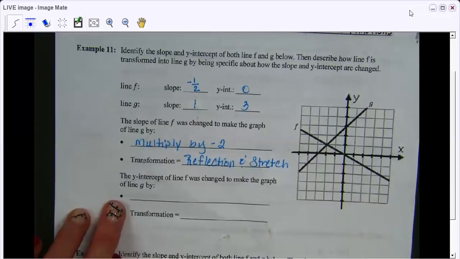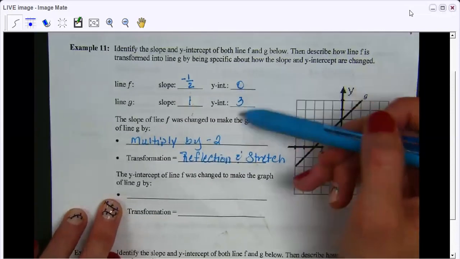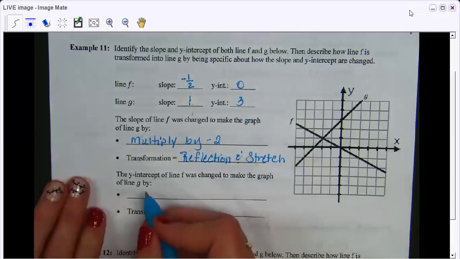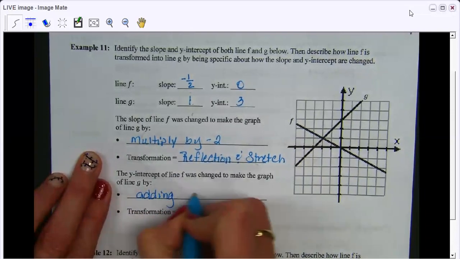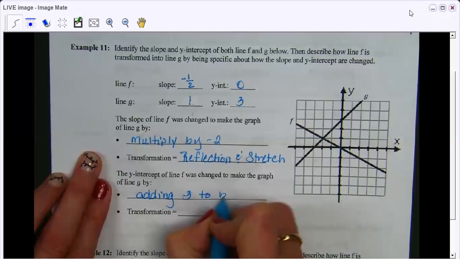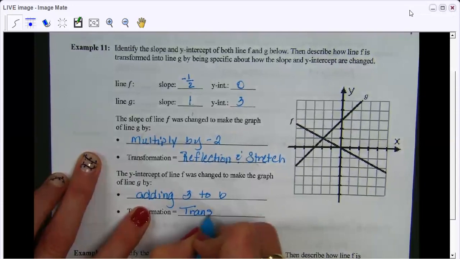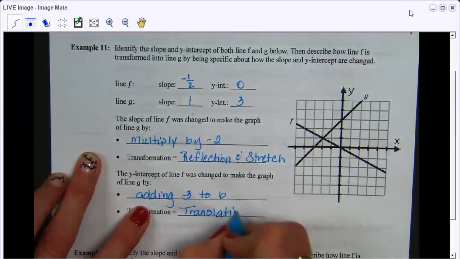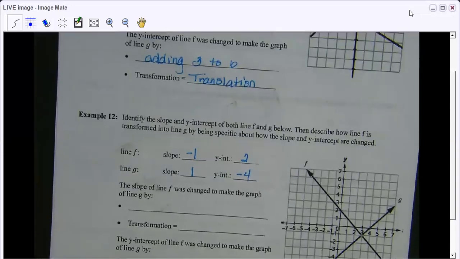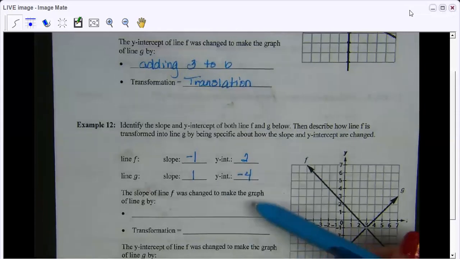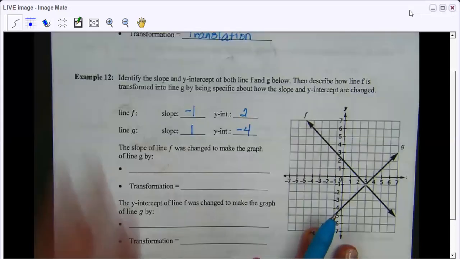All right, so now let's look at the y-intercept. The y-intercept was moved up 3 units. So we added 3 to b. And the transformation was a translation. Okay, for example 12, I want you to check the slopes and the y-intercepts of these, and then try example 12 on your own. And then we'll come back and check those.